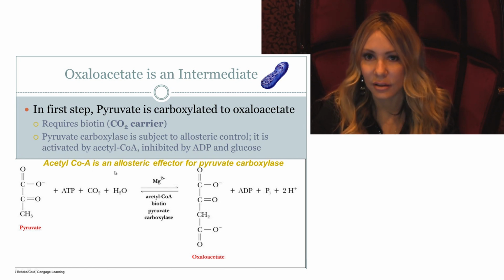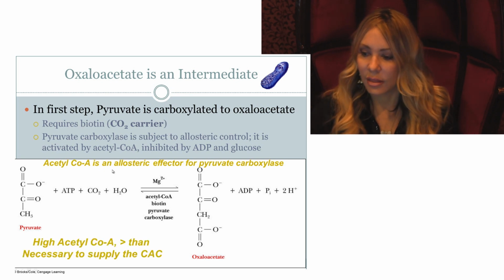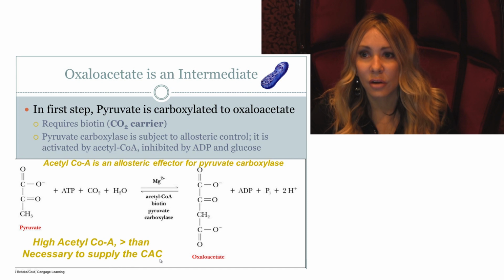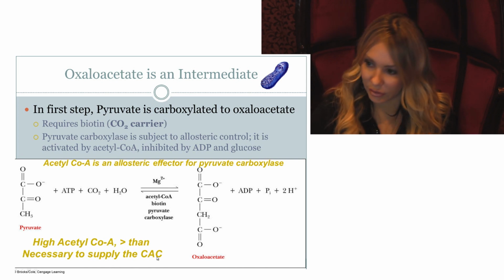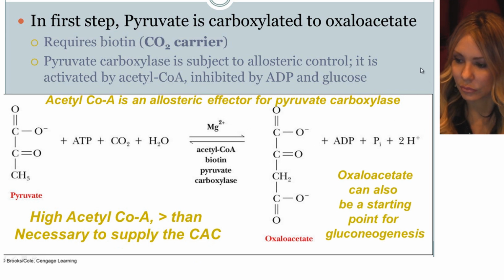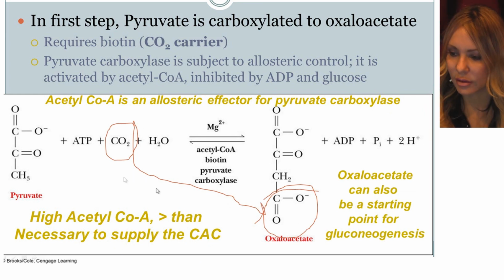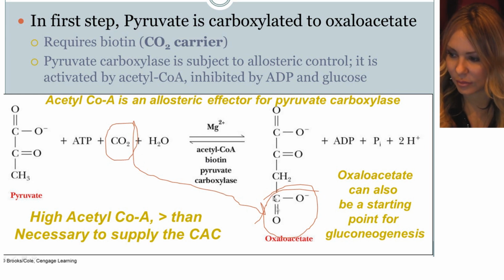Acetyl-CoA is going to be an allosteric activator for this enzyme. So if we have a lot of acetyl-CoA, more than is necessary to supply the CAC, then that is going to notify the cell, via using this as an activator, to create more glucose from pyruvate. Oxaloacetate can also be a starting point for gluconeogenesis as well. And here I'm just showing you in a horribly drawn thing, where this CO2 is going to complex with biotin, which is the coenzyme on the enzyme pyruvate carboxylase, and it becomes a carboxylate, creating oxaloacetate.